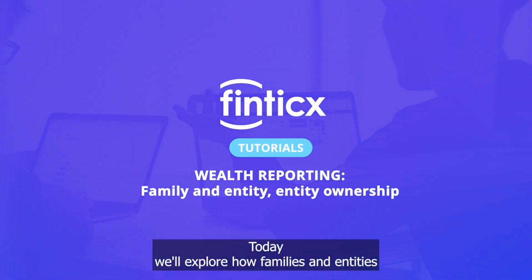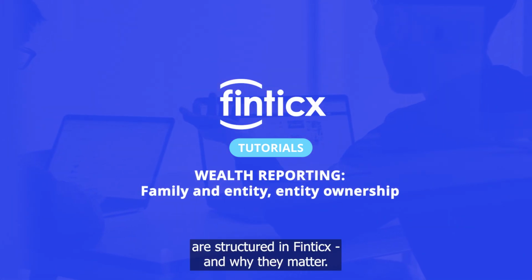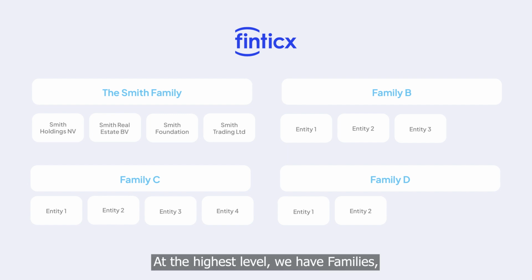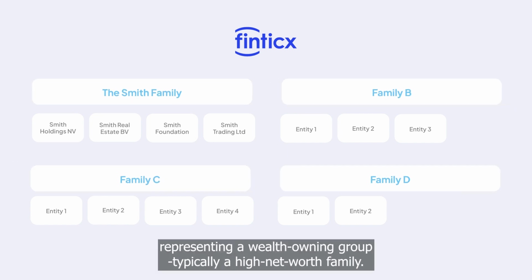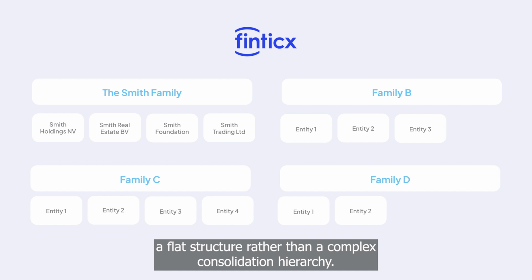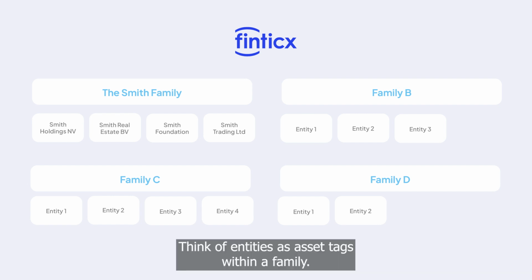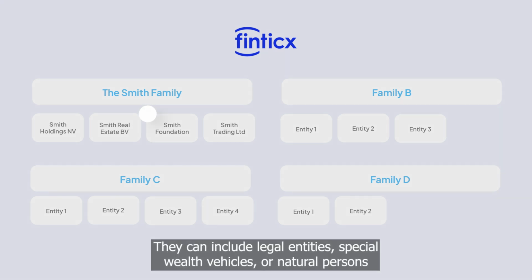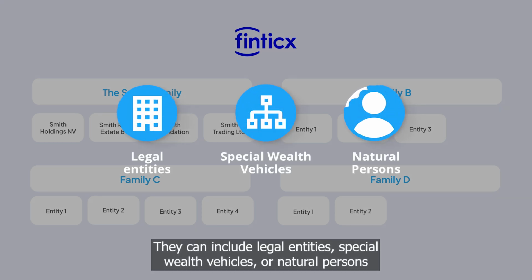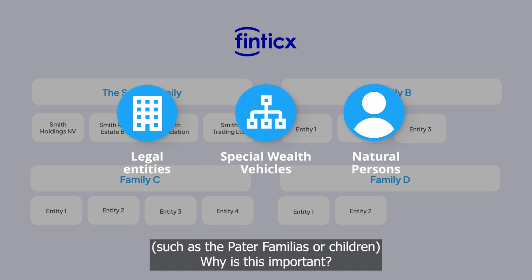Today, we'll explore how families and entities are structured in Finticx and why they matter. At the highest level, we have families, representing a wealth-owning group, typically a high-net-worth family. Within each family, you define entities, which follow a flat structure rather than a complex consolidation hierarchy. Think of entities as asset tags within a family. They can include legal entities, special wealth vehicles, or natural persons, such as the paterfamilias or children.